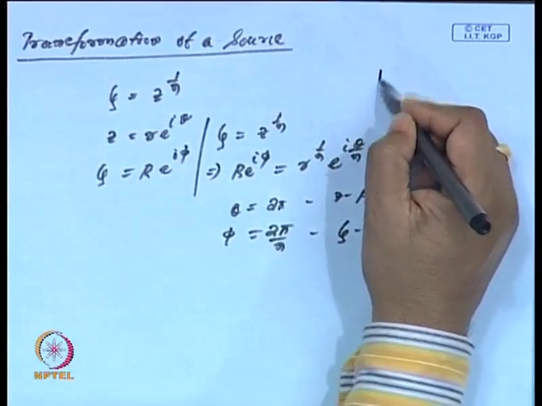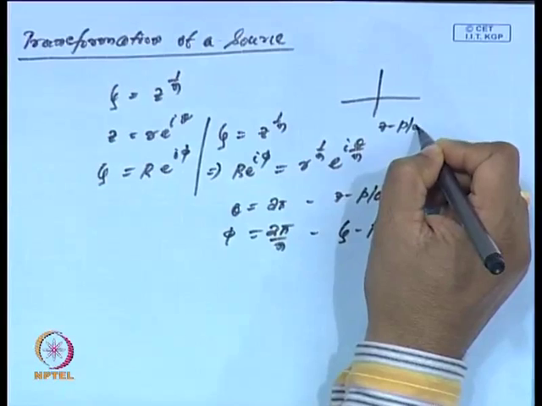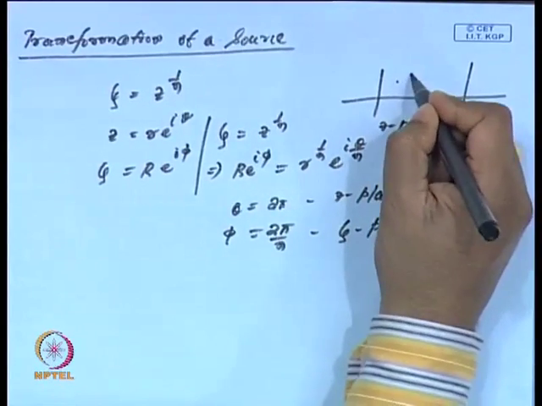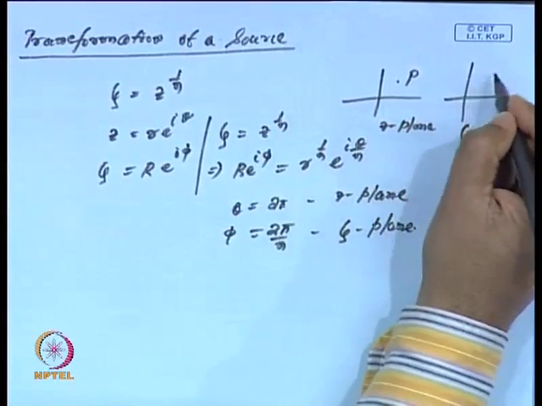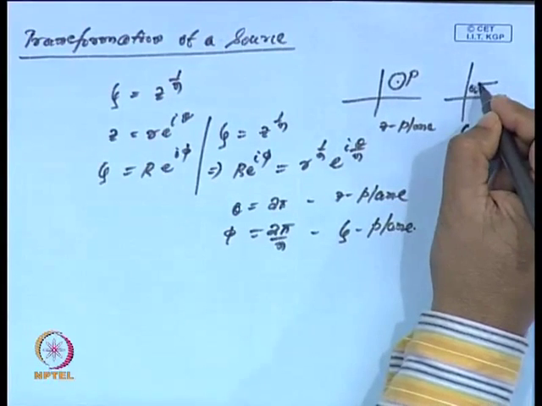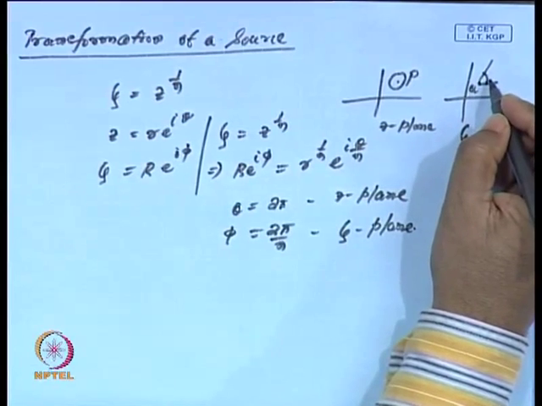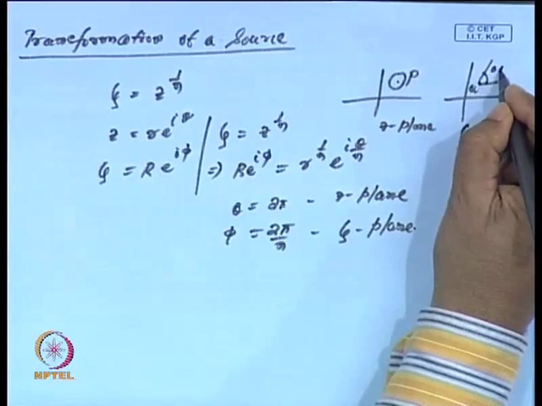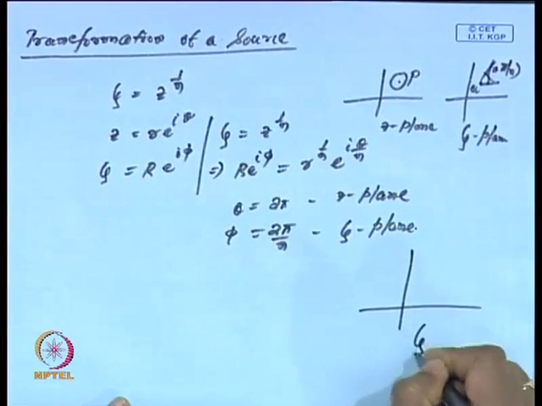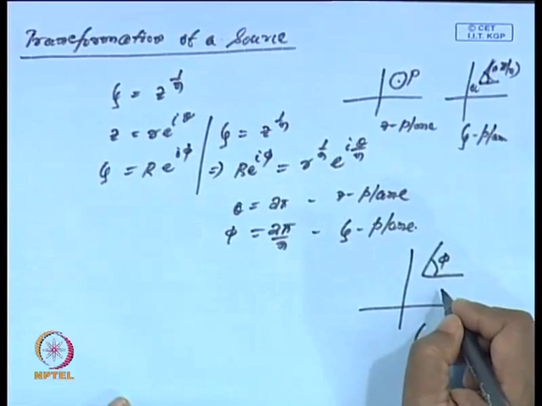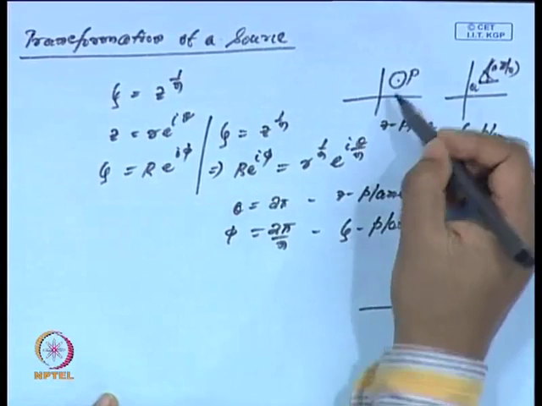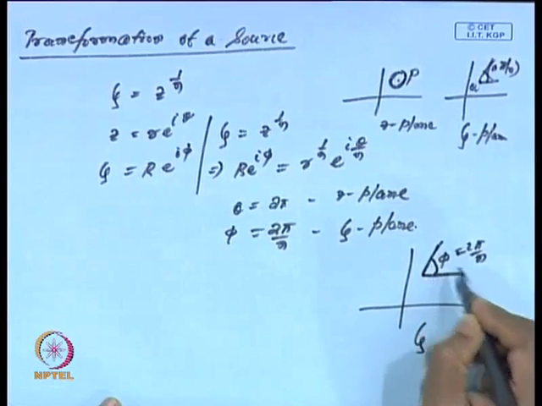So, that means this is my z plane, and I consider another, this is my zeta plane. If I consider a point P here, and a circle here, and I consider the corresponding point Q, then the corresponding angle will be phi, which is nothing but 2 pi by n. So, for a circle here, we have an angle here, and that is 2 pi by n.